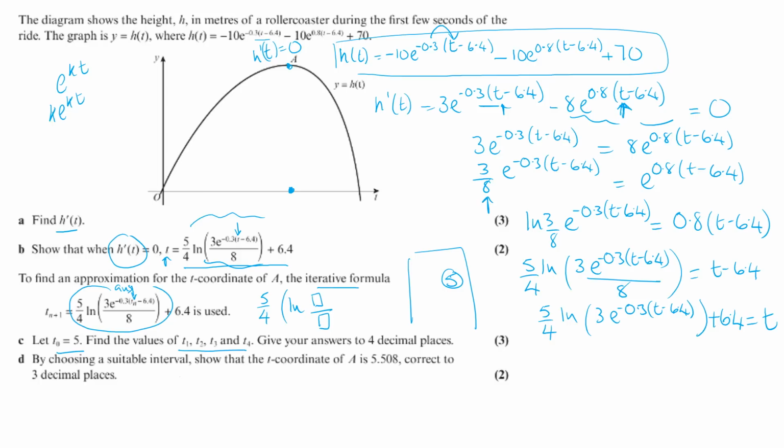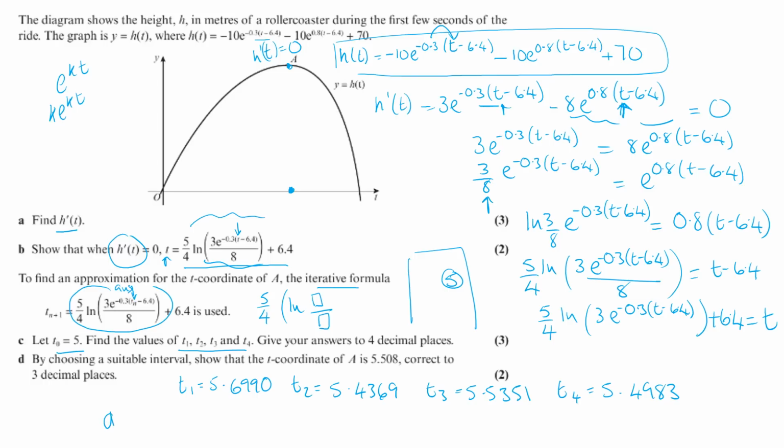So if you do all that, you'll get t1 is equal to 5.6990. Then if you press equals again, t2 is 5.4369. t3 is 5.5351, and then t4 is equal to 5.4983. So they're all to 4 decimal places.